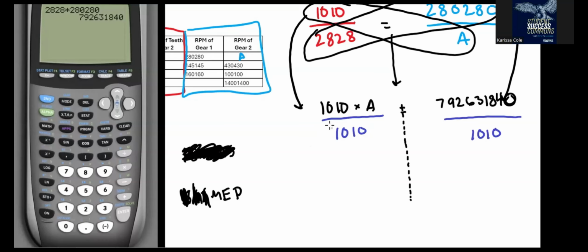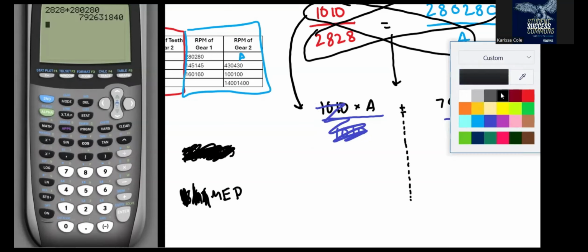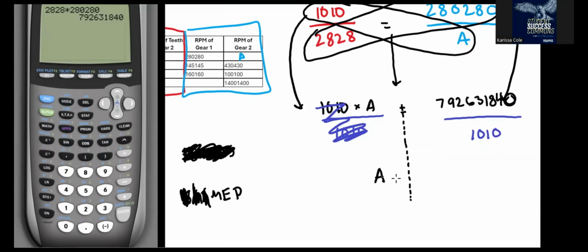So getting back to the actual math, we have 10 times A, divided by 10. These two just cancel out, which is what we wanted. That's why we decided to do that particular operation. So we just get A by itself.